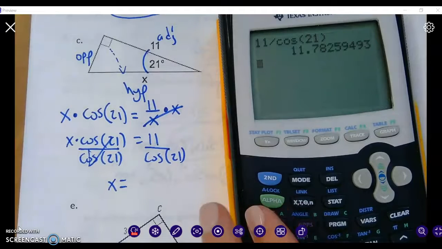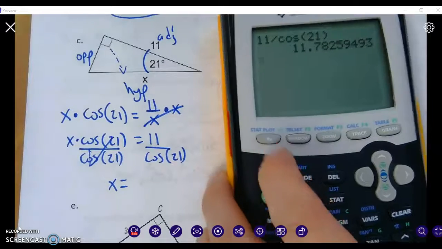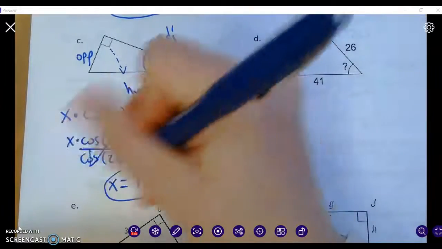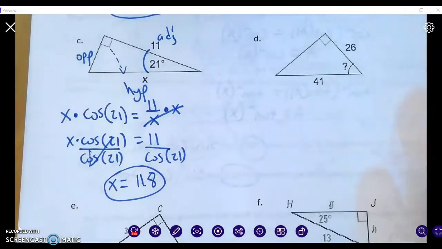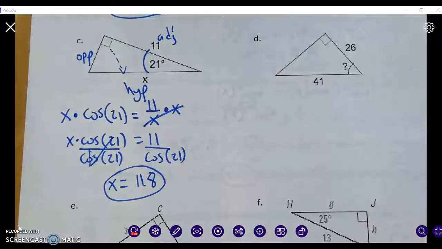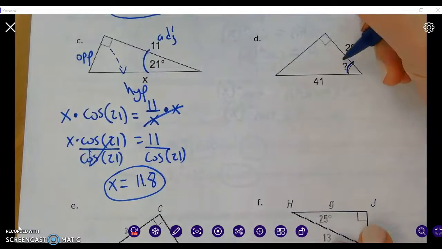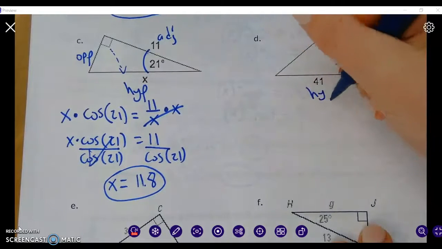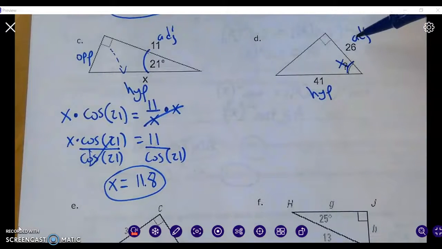Okay, so it should be about 11.8. This is it, this page. Okay, so on the second one, on D, you should also be using cosine. Okay, you have adjacent and hypotenuse, but this time you're solving for an unknown angle.